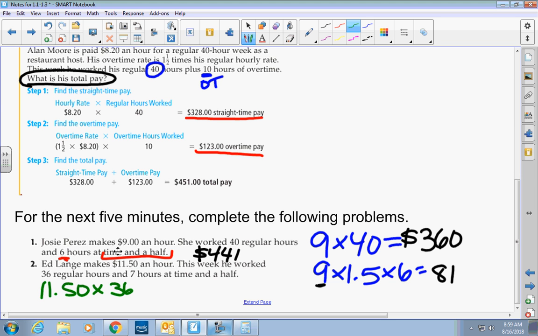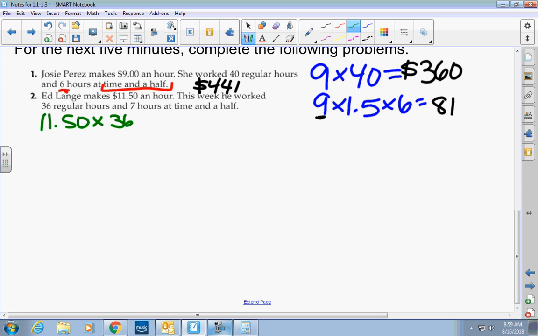So that's a good idea. Usually it's called either a benefit. So one of the benefits of working here is you get overtime after 36 hours. Or a perk. One of the perks of working here is you get a company car to drive around. So one of the perks of Ed's employer is that he makes overtime after the 36 hours. So he works 7 hours of overtime.